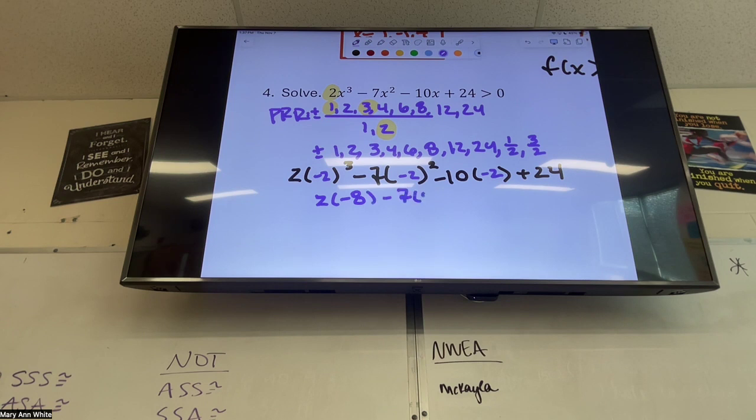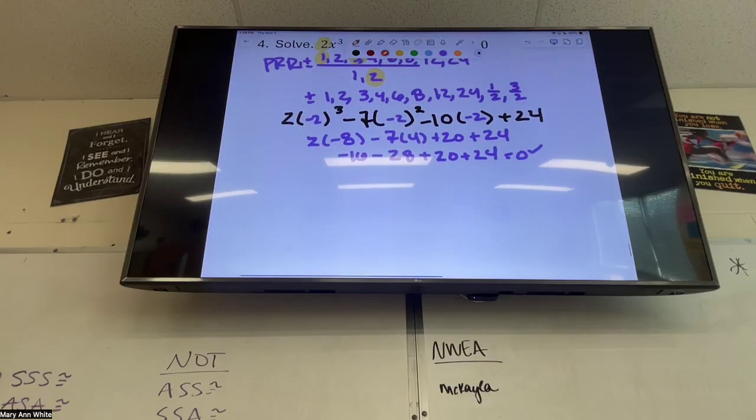Wait, we know it equals 0. I know it will equal 0. But you want us to still do it? I want you to show me that it equals 0. All right, that equals 0, so we're good. Do your synthetic division.